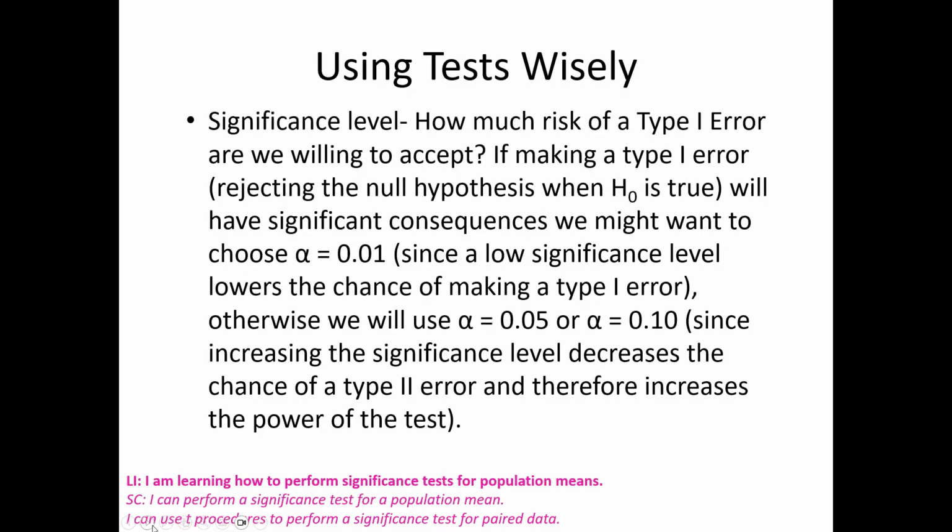Since increasing significance level decreases the chance for type 2 error and increases our power. So sometimes you'll see, even though our default is 0.05, the next most common will be 0.10 because it increases the power of our test.